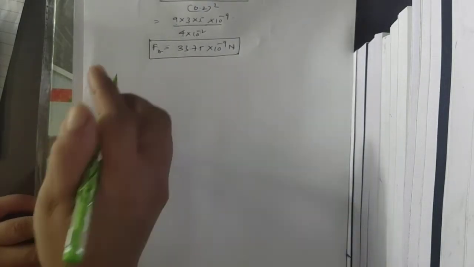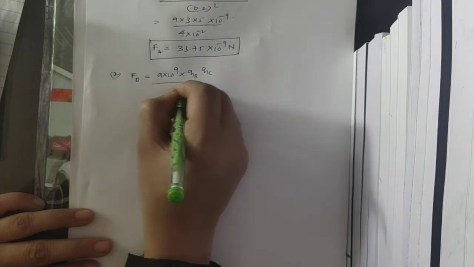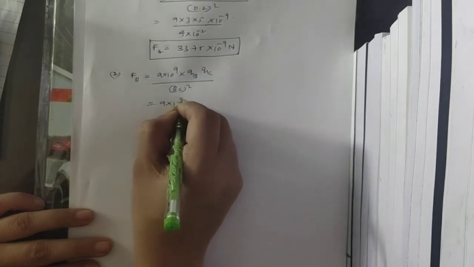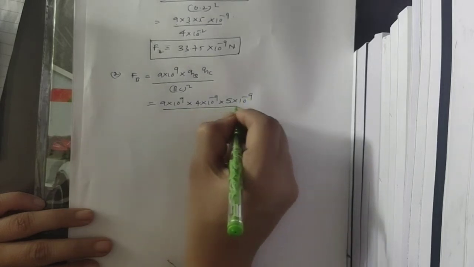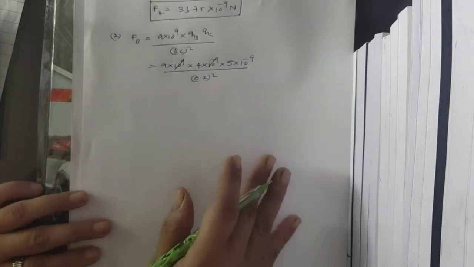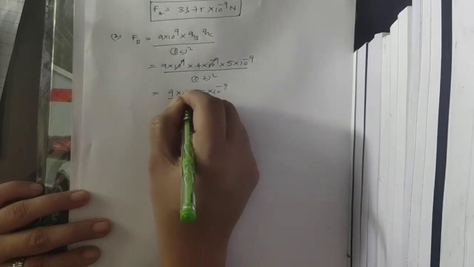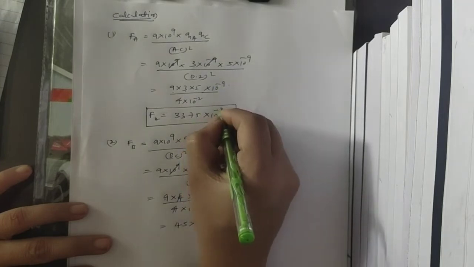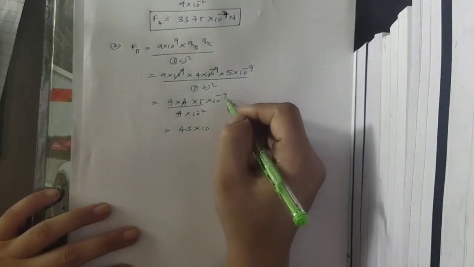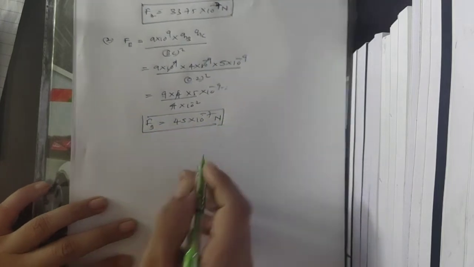Next FB we will calculate. QB is 4 nanocoulomb. Plus 9 minus 9 cancels. Four into 10 to the power minus 2, 4 cancels. 9 into 5 is 45 into 10 to the power minus 9 plus 2, which is minus 7. Minus 2 goes to the numerator and becomes plus 2. Note: therefore, the third one is the resultant.